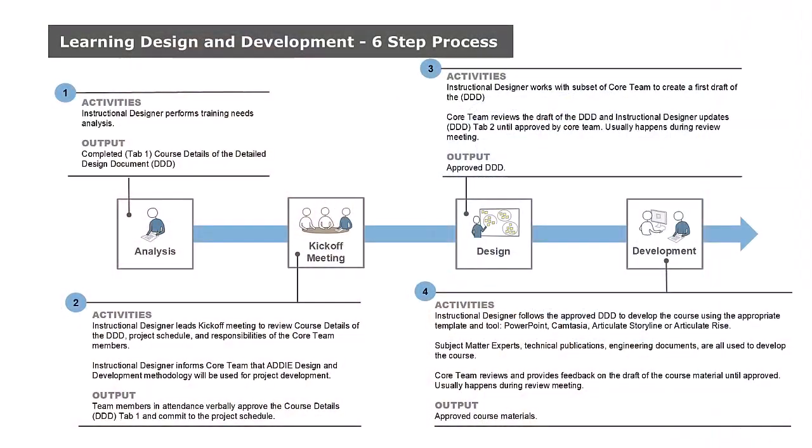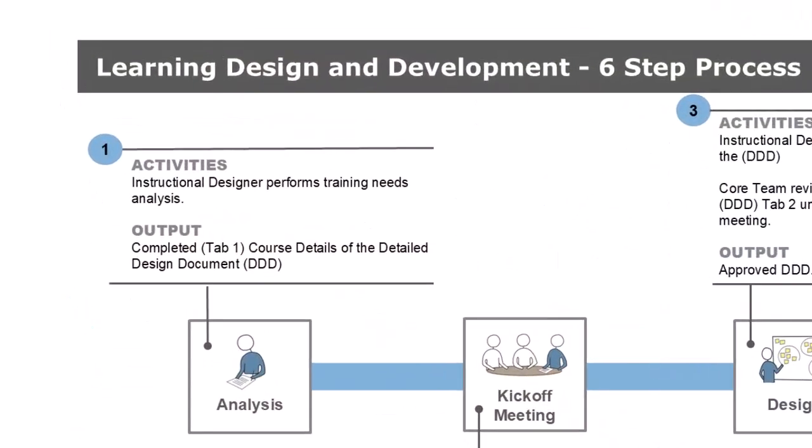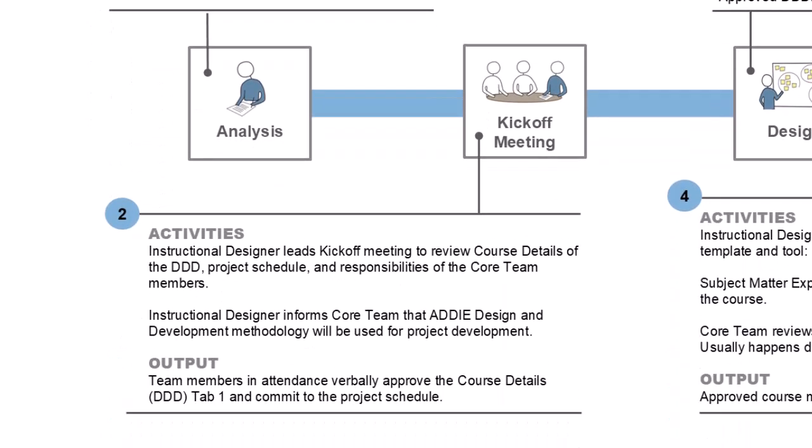So out of that first process step, which we call analysis, what you would expect as an output would be the analysis being done, and that would include the tab 1 of your detailed design document being completed. That next step is the kickoff meeting.